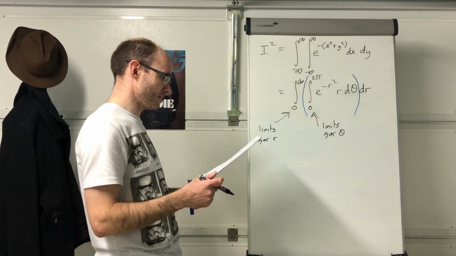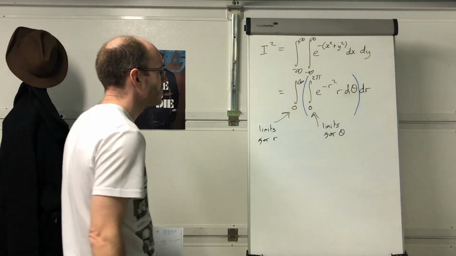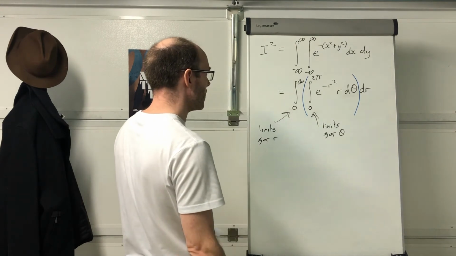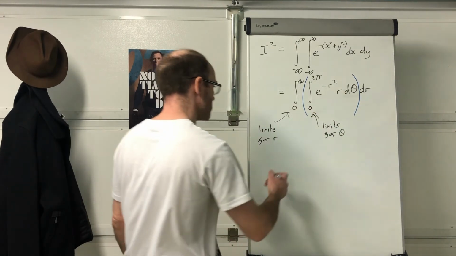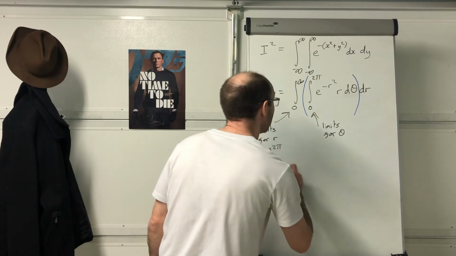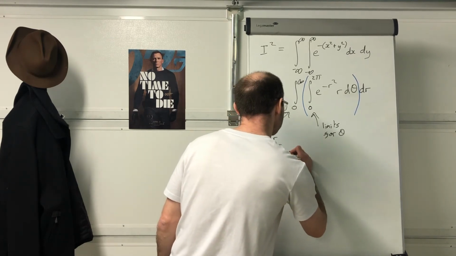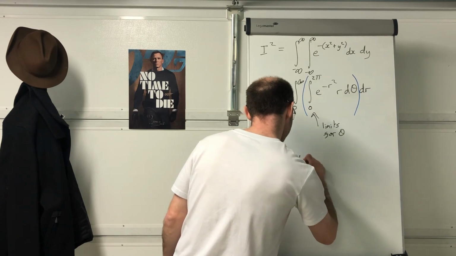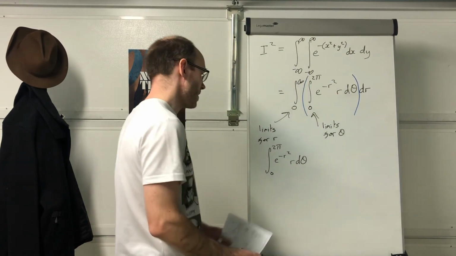Right. So, what will we do next? I'm now going to take this inner bracket integral, between 0 and 2 pi of e to the negative r squared r d theta. I'm now going to take that.